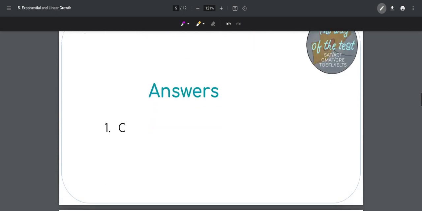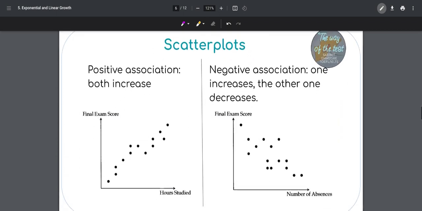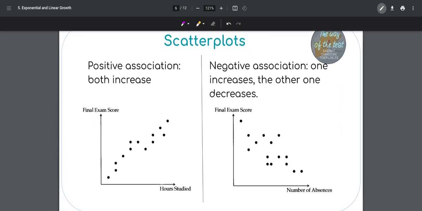Okay, moving on. A scatter plot. A scatter plot is a graph in which, instead of having just a line or a curve, we have different or separate amounts of data. So we have just loose amounts of data.